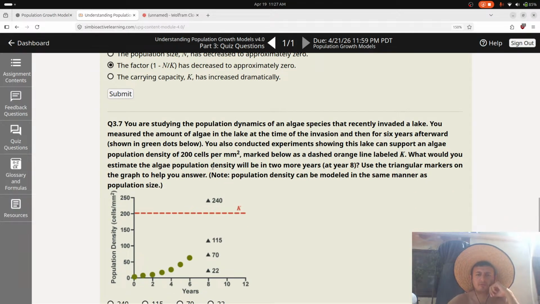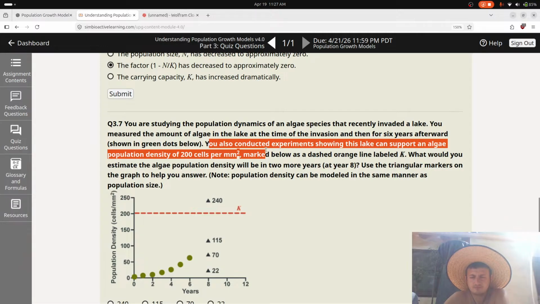You're studying the population dynamics of an algae species that recently invaded a lake. You measure the amount of algae in the lake at the time of the invasion. And then for 6 years afterwards, you conducted experiments showing this lake can support an algae population of 200 cells per square millimeter. Marked below is a dashed orange line labeled K.